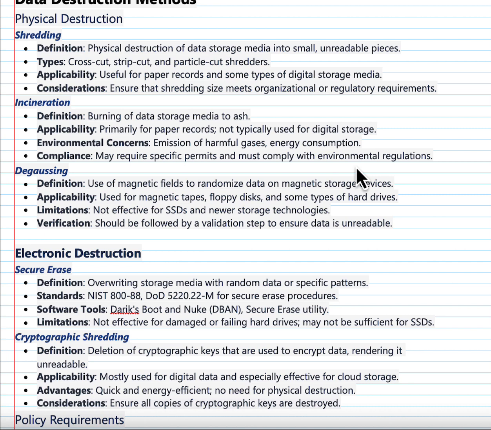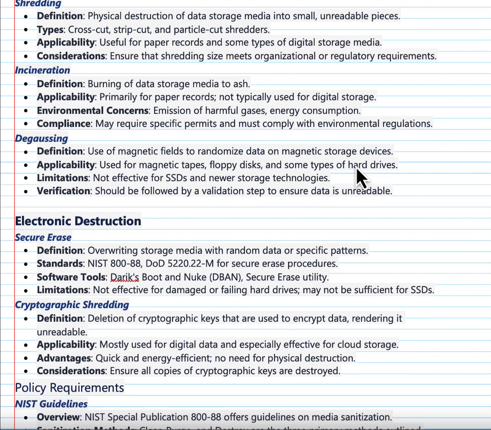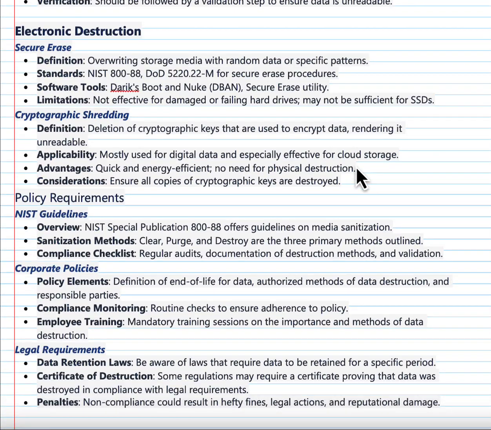I've seen it in the past where people have not used very strong magnets and they think they degaussed it, but in reality, they didn't do any of that. It's not effective at all for SSDs and the newer storage options because there is no magnetic capability in them. They are just physical storage of a digital nature. So you must ensure, though, that you follow whatever steps you have in place to ensure that they are destroyed.